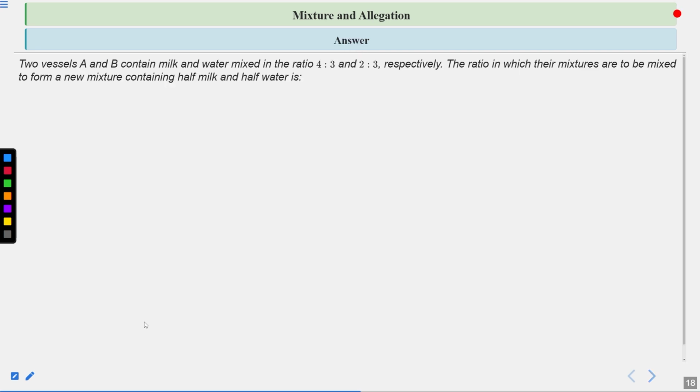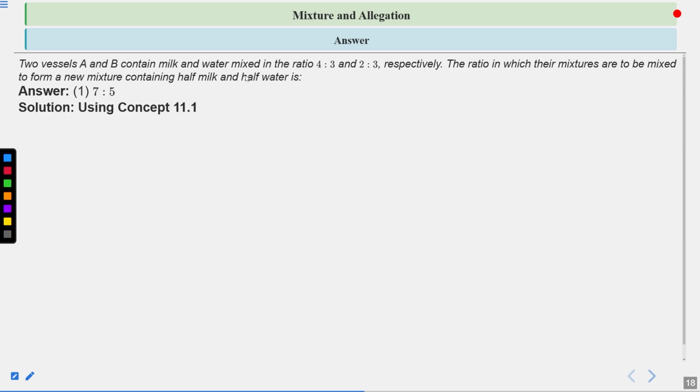So the question says that two vessels A and B contain milk and water in the ratio 4:3 and 2:3. So we can say that if we take it in liters, there are 4 liters of milk and 3 liters of water in vessel A, and 2 liters of milk and 3 liters of water in vessel B. Now the question is the ratio in which their mixtures have to be mixed to form a new mixture containing half milk and half water. So the correct answer of this question is the first one, which is 7:5.